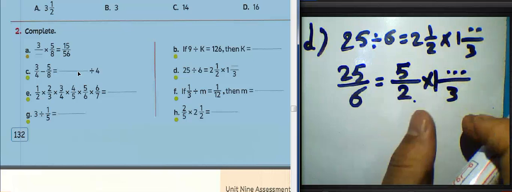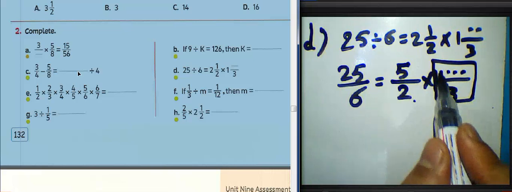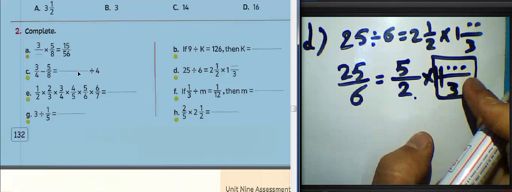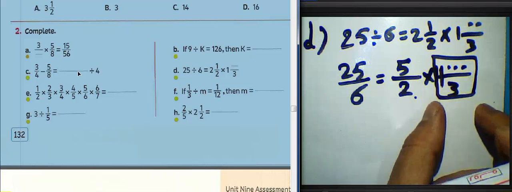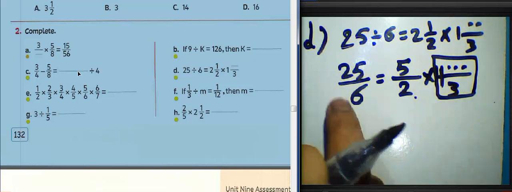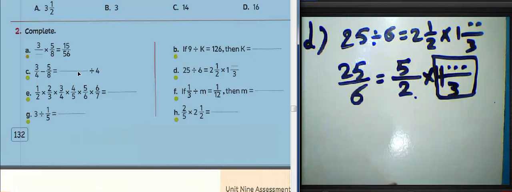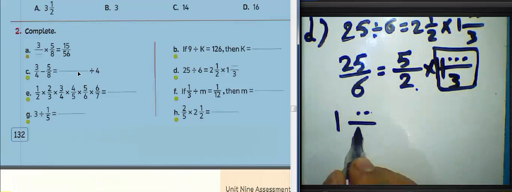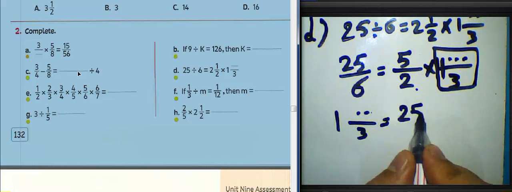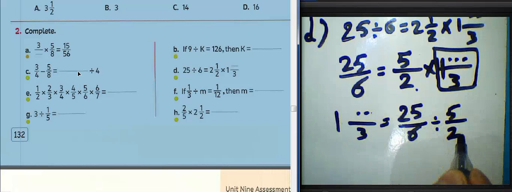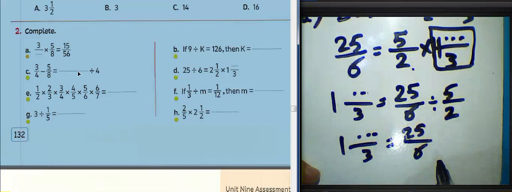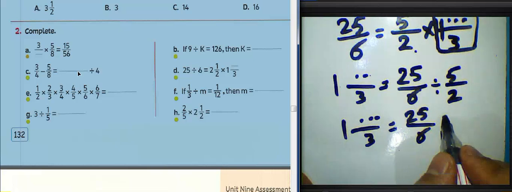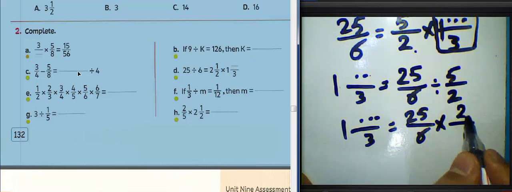We can find this value first and then write the number in the numerator. Thinking about this example, to find this fraction, you must divide 25 over 6 by 5 over 2. So 1 and space over 3 will be 25 over 6 divided by 5 over 2. Understood? Okay. Pay attention to this example. 25 over 6: we must convert from division to multiplication and write the inverse of this fraction, 2 over 5.